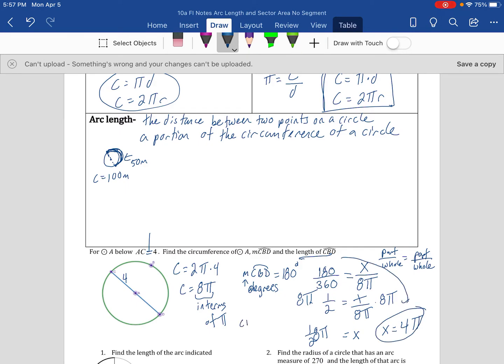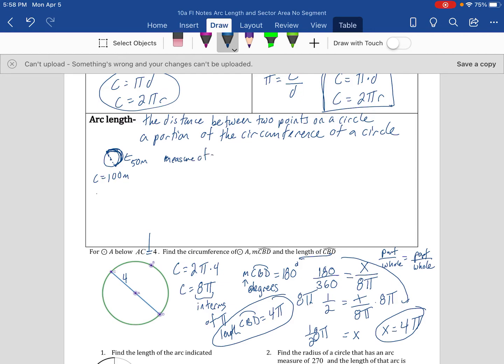So the length of CBD is equal to 4 pi. So there are a few formulas to actually go through when we talk about arc length, okay? I like to think about it as a proportion, okay? I think, okay, part over whole equals part over whole.